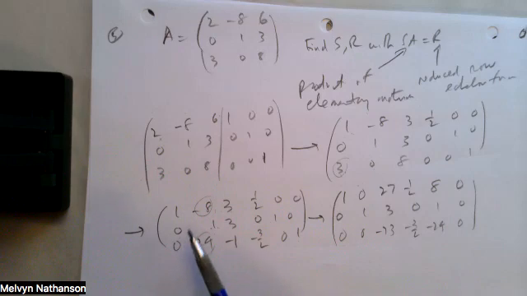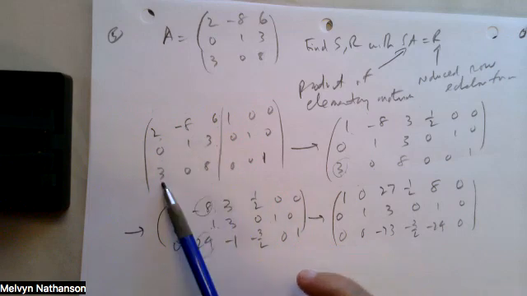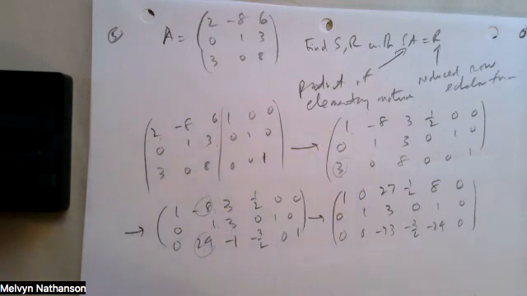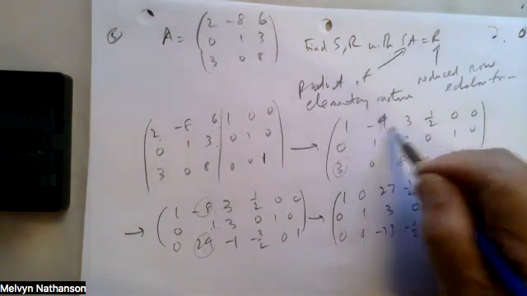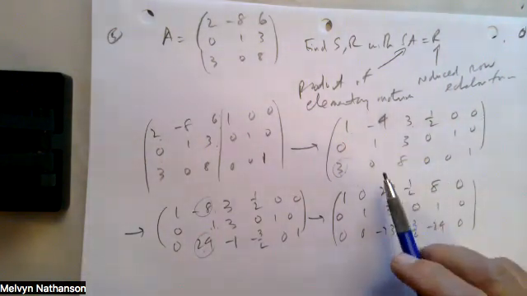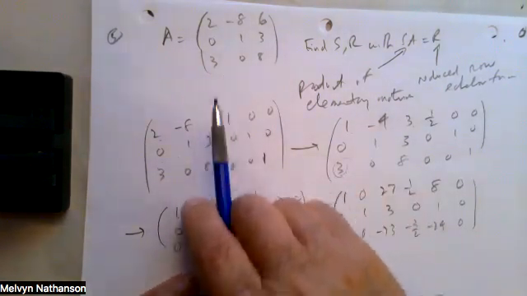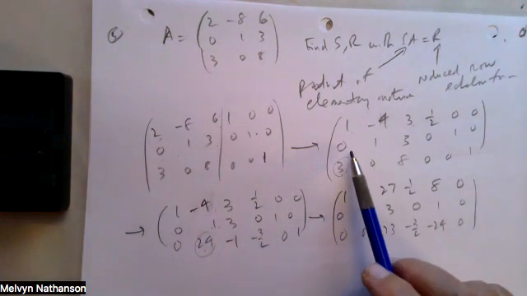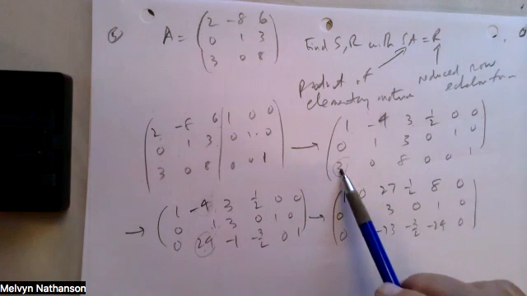Let me just double check, because it's easy to make a mistake. 2, minus 8, 6, 0, 1, 3, 3, 0, 8, and then the identity. So I made a mistake along the way. I divide the first row by 2. I get 1, minus 4, 3, a half, 0, 0. And then the next 2 rows haven't changed. So from this, I subtract 3 times the first row from the third.